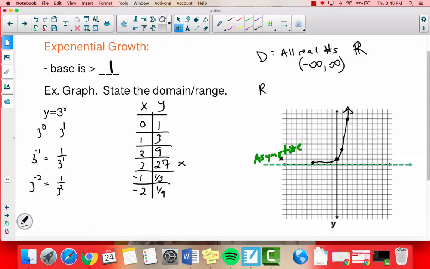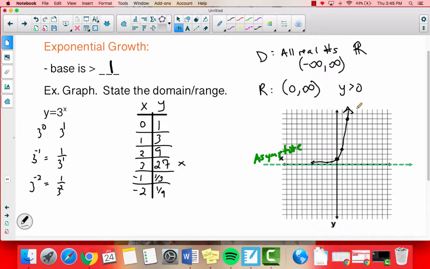And then our range is the y value. So the lowest y value is 0. And it never hits 0, so we have a rounded bracket. And then it goes all the way up to positive infinity. Or you might write it as y is greater than 0, but not equal to 0, because you won't get it equal to 0. And those would be the two ways you could write the range.